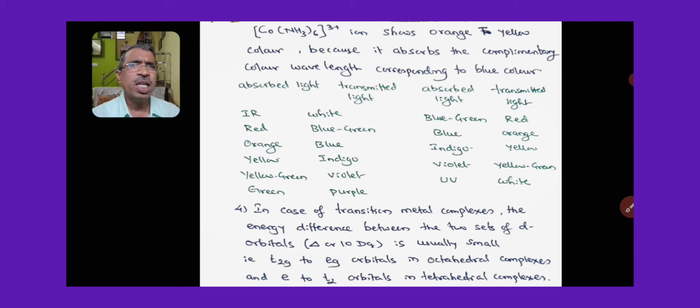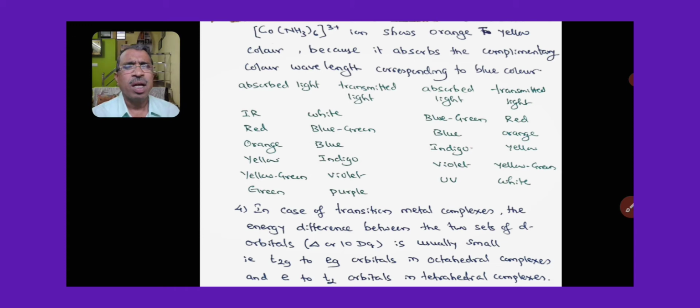If it absorbs bluish green, it looks red. Blue color, it looks orange. Indigo, if it absorbs, it looks yellow. If it absorbs violet color, it shows yellowish green. If it absorbs ultraviolet radiation, it looks white because our eye cannot detect infrared radiations and ultraviolet radiations.